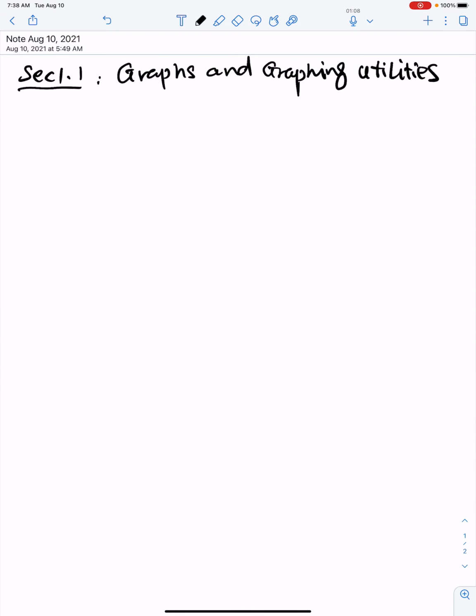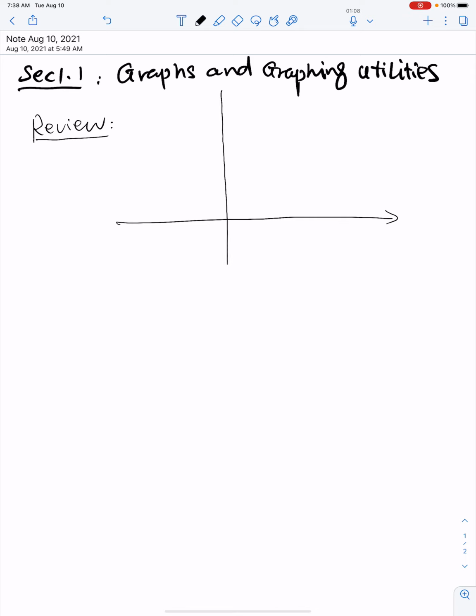Hello, class. So today we wanted to cover the first section of 1.1 of Core Algebra, graph utilities. Let's review. I believe in high school you have already learned what a coordinate system is. You have the x-axis, which is horizontal, and then you have the y-axis, which is vertical.